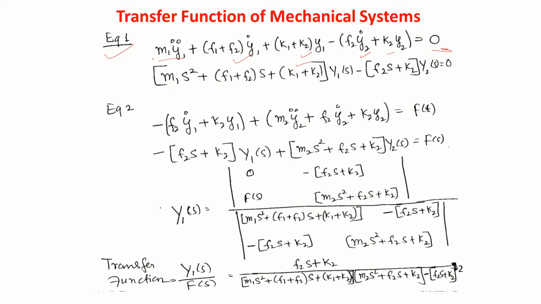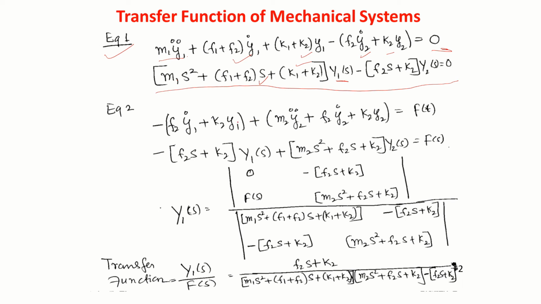Now if I take Laplace, it is m1 s squared Y1(s), assuming all initial conditions to be 0. Then (F1 plus F2) s, plus (k1 plus k2), times Y1(s). I have taken Y1(s) common here. Minus F2 s Y2(s), then minus k2 Y2(s), I have taken common. So it is equation 1, connected with mass m1.